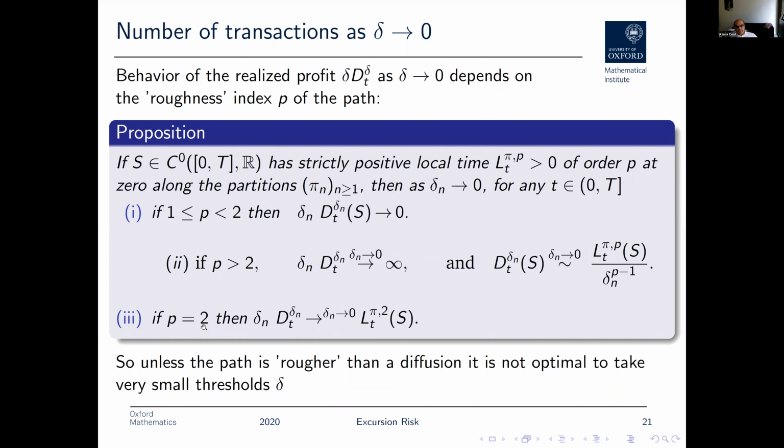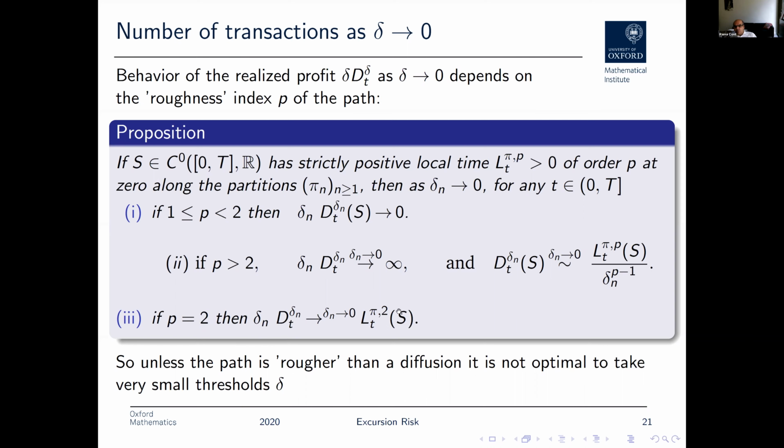Third case is if P equals 2. If P equals 2, then it means that your signal has the texture of Brownian motion. It's a semi-martingale or something like that. Then in this case, you have that the realized profit, when the threshold becomes smaller, converges exactly to the local time of order 2.